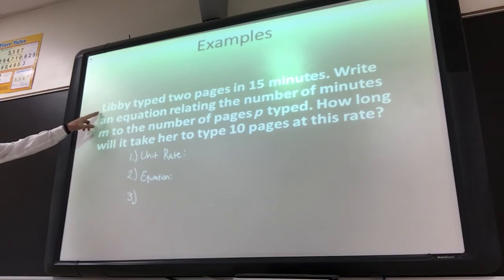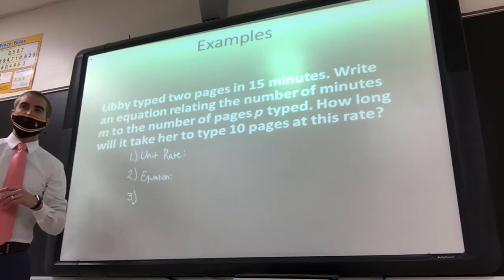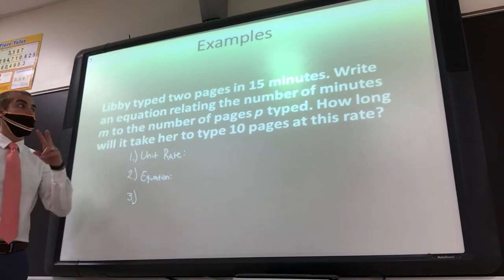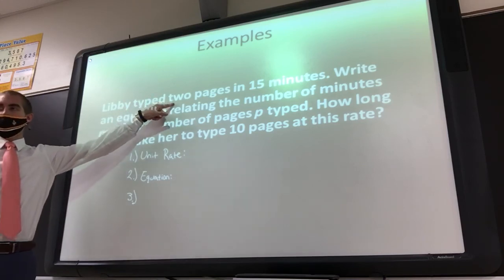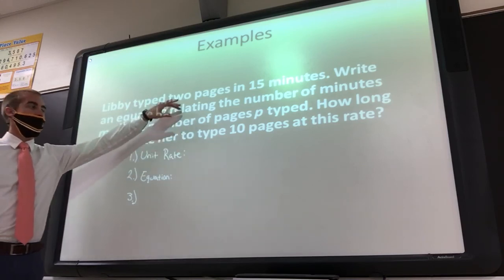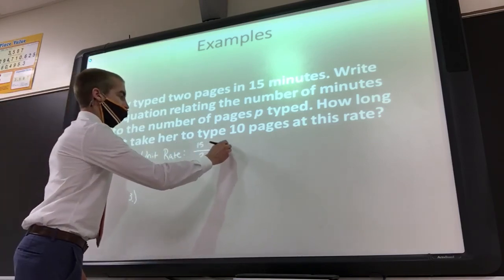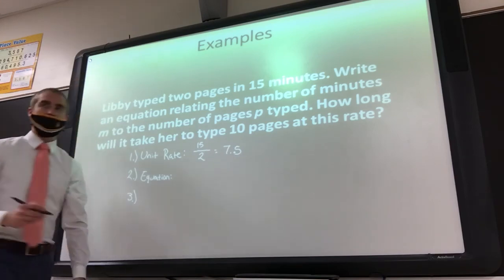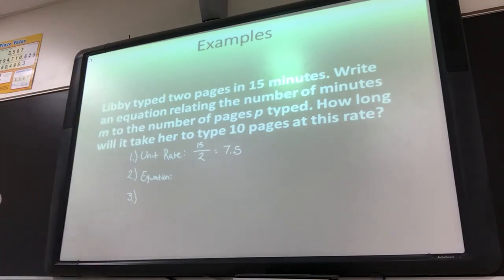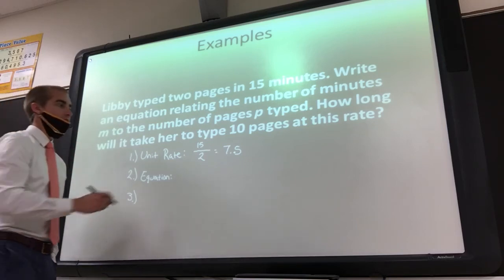Make sure you read this one carefully. What two numbers do you need to divide to find the unit rate? 15 minutes for two pages. 10 doesn't have to do with this yet. So it'll be 15 divided by 2, or 7.5. Then you've got pages and minutes.